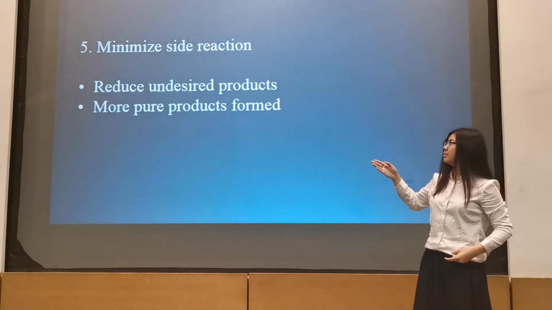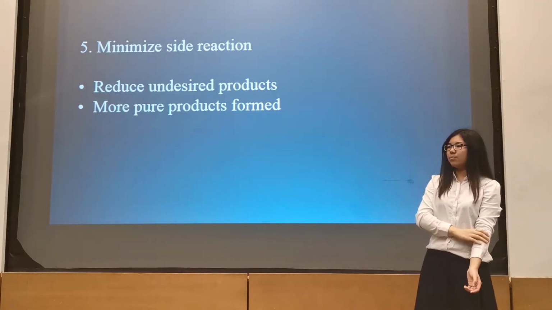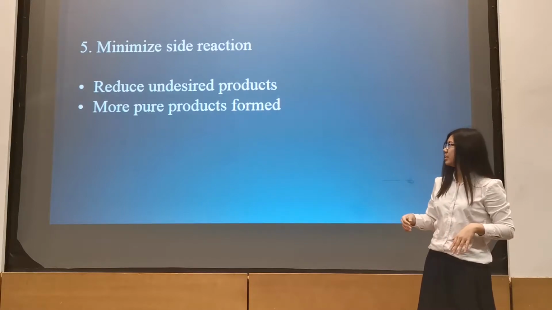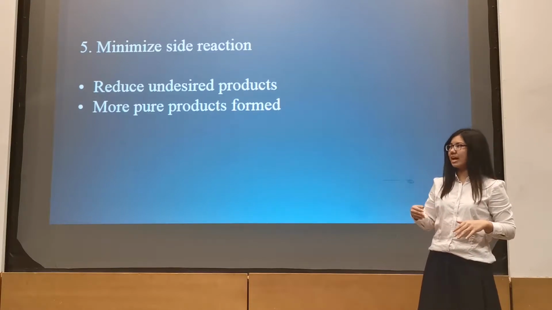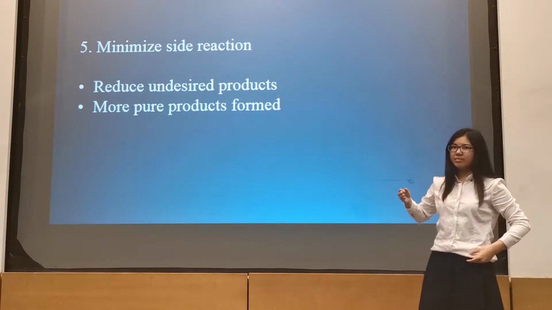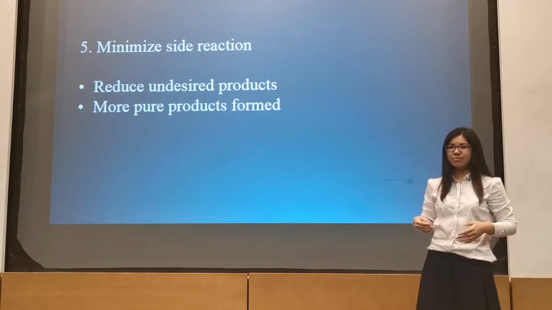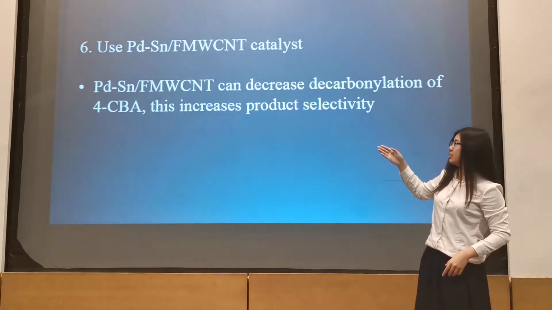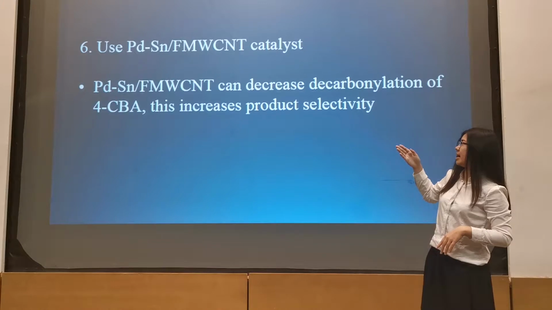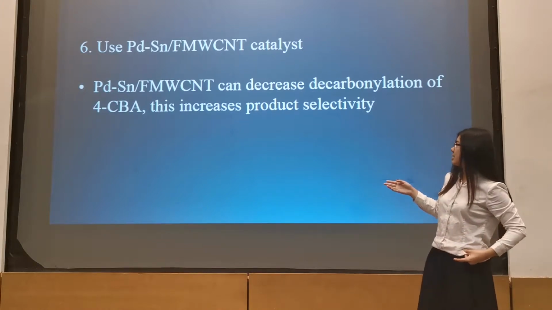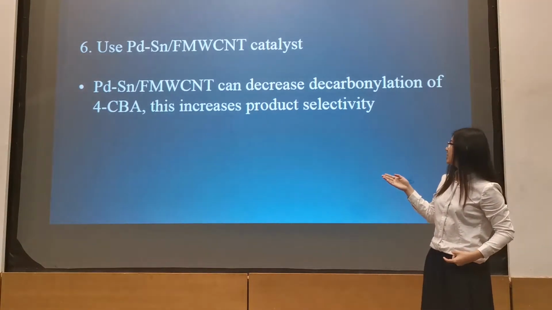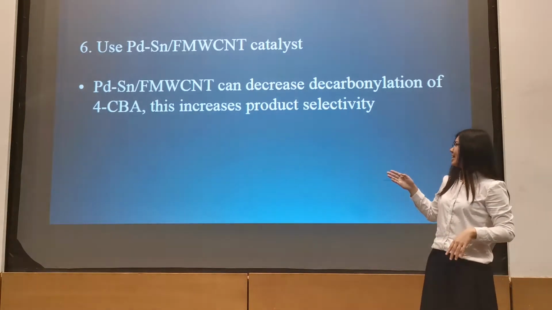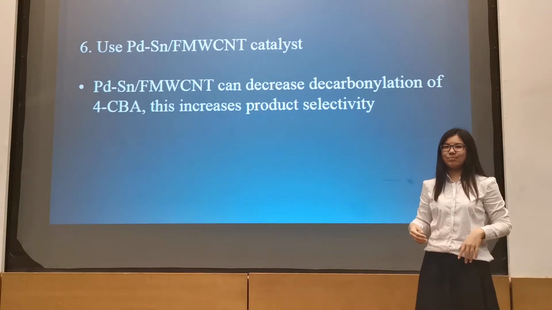The fifth one is to minimize side reaction. When we want to increase the yield and selectivity, we will try to minimize the side reaction. By doing this, we can reduce the undesired products formed, and we will have a higher percentage of the desired products formed. For the sixth one, we use the Pd-Sn over FMWCNT catalyst. This type of catalyst can decrease the decarbonylation of 4-CBA, and this will increase the product selectivity.